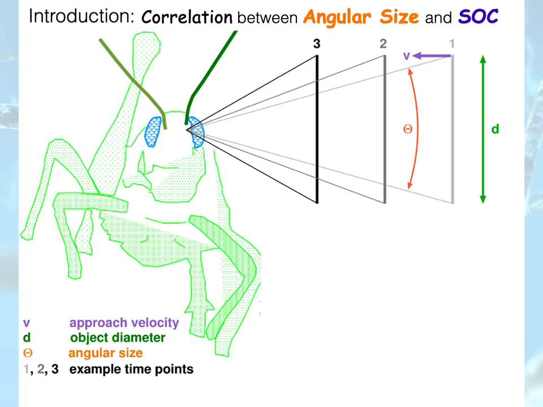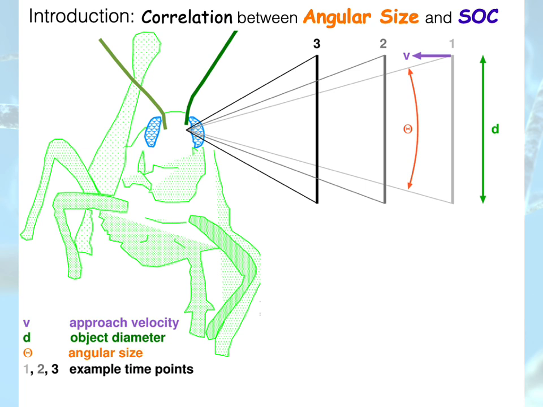Just imagine the following situation. When an object is getting closer and closer to you, you see it as getting bigger and bigger. Obviously, the physical size of the object remains constant, but in your perception, it appears to be smaller when it's far away, and it appears to be bigger when it's close. Let's have a look at the drawing.